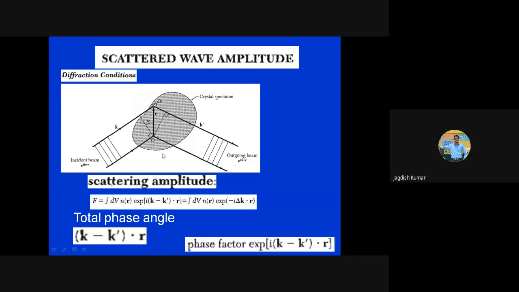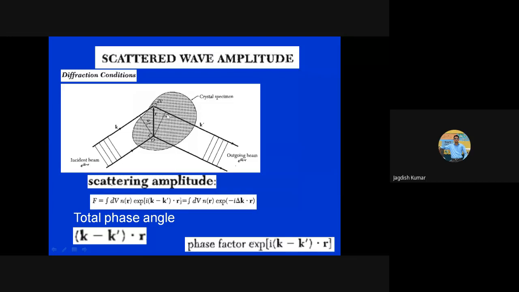Before I move to that, what was the path difference? For this portion, it was 2 pi r sine phi by lambda. Correct? And what is this 2 pi by lambda? 2 pi by lambda was nothing but the k vector. So that is why we can write the phase difference for this part as k vector dot r vector. We can write it that way also, right? The phase difference for this part is nothing but k vector dot r vector.